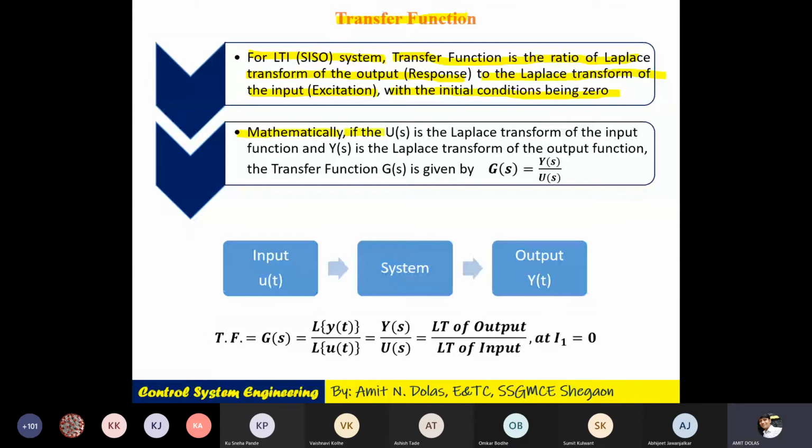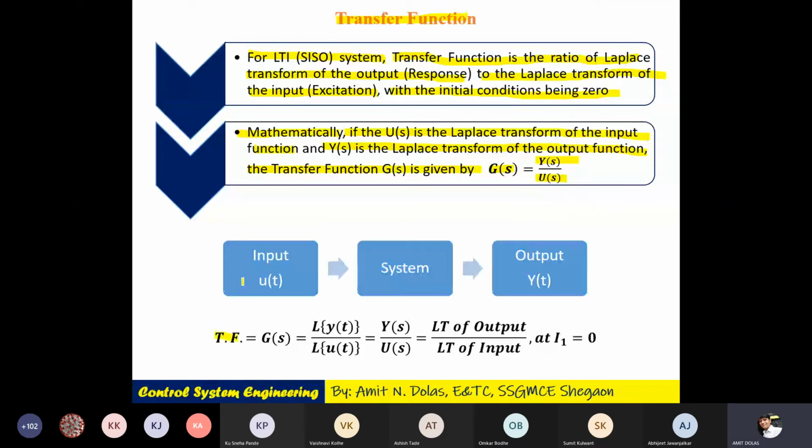Mathematically, if U of S is the Laplace transform of the input function and Y of S is the Laplace transform of the output function, the transfer function G of S is output का Laplace transform divided by input का Laplace transform, that is Y of S divided by U of S. In certain books it is represented by C of S and R of S. Okay, so please follow the notations whatever you are comfortable with.